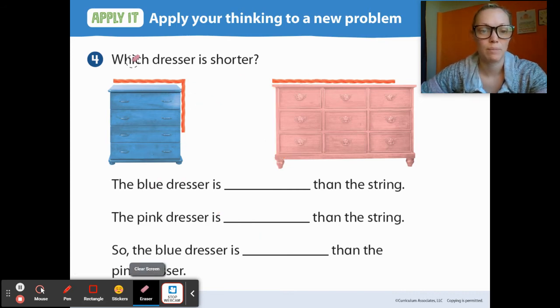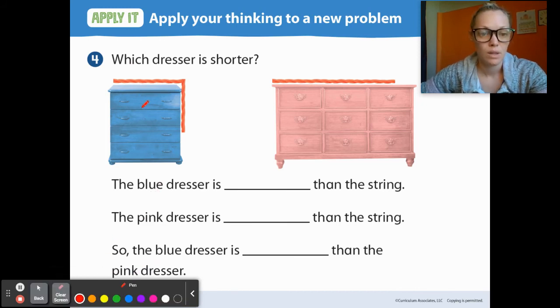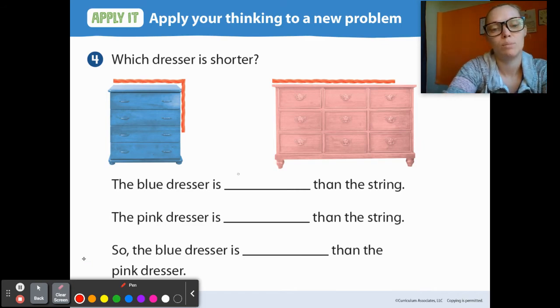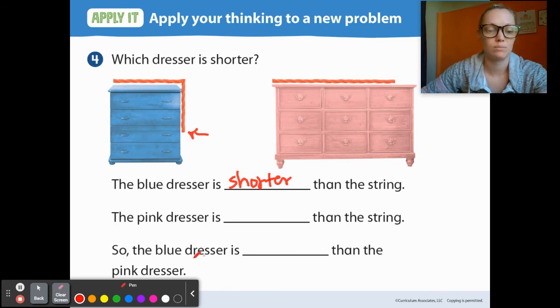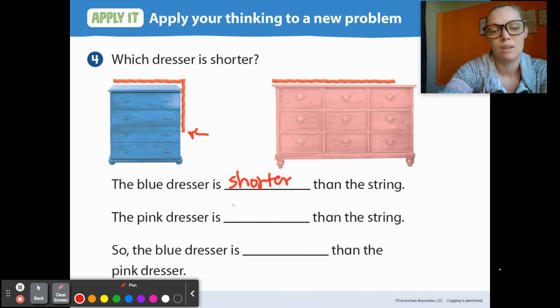Same thing, we have some string. Which dresser is shorter? So I'm looking at this dresser. The blue dresser, is it longer or shorter than the string? The blue dresser is shorter. That's why there's leftover string here. See that hanging? So the blue dresser is shorter than the string. Let's take a look at the pink dresser. Is the pink dresser longer than the string or shorter than the string? It's longer.